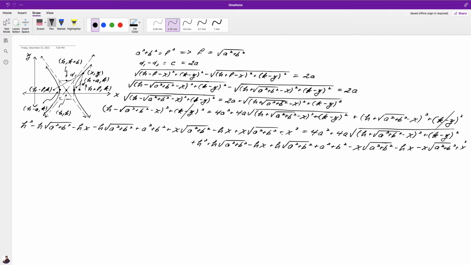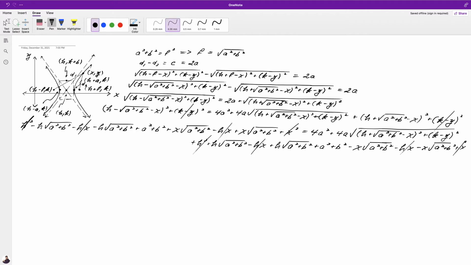Now, clearly we could subtract an x squared from both sides. Clearly we can subtract an h squared from both sides. We can add an hx, clearly, to both sides, getting rid of that. We can add another hx to both sides, okay, getting rid of that.